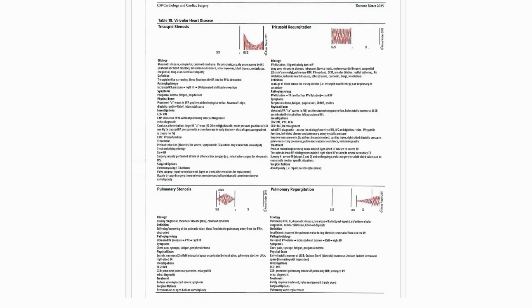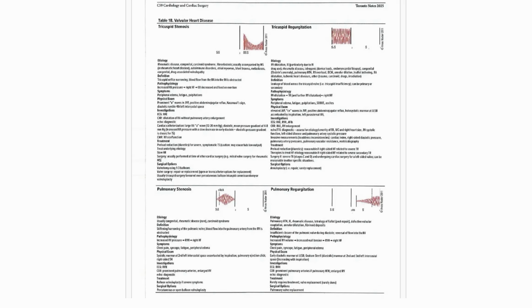Surgical management. Surgery is usually performed together with other cardiac procedures, particularly mitral valve surgery in rheumatic disease. Surgical options include balloon valvotomy, valve repair, and valve replacement when necessary. Generally, surgical intervention is preferred over percutaneous balloon commissurotomy. Tricuspid regurgitation. Next, we'll discuss tricuspid regurgitation. This condition is far more common than tricuspid stenosis.